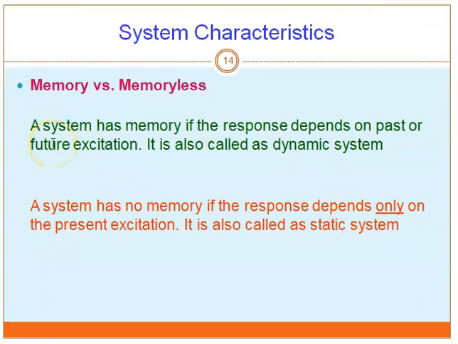Again, a system has memory if the response depends on the past or future excitation. It is also called a dynamic system. But a system has no memory if the response depends only on the present excitation. This is called a static or instantaneous system.